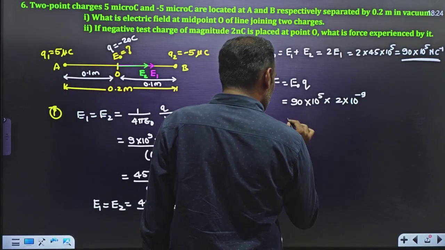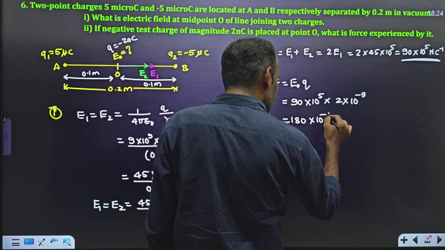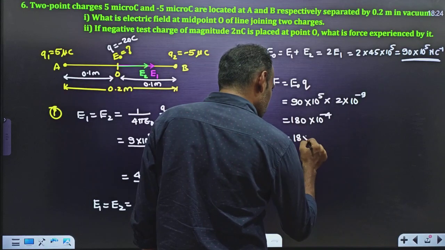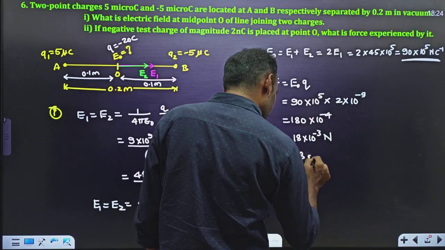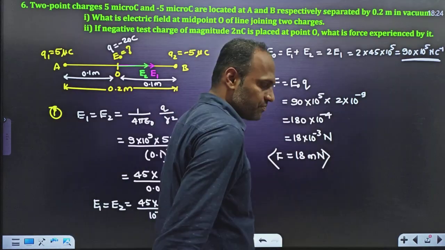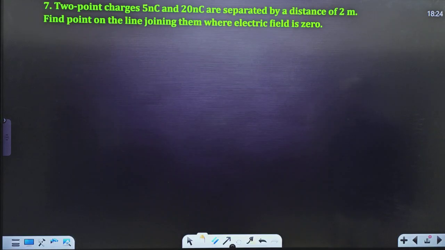Okay, so 90 into 2 will be 180 into 10 to the power plus 5 minus 9 will be minus 4, correct? Or simply I can write it as 18 into 10 to the power minus 3 Newton, or simply I can write it as 18 millinewton. This much is the force acting on that charge. Clear there? Understood? Okay, let us go to the next question then.